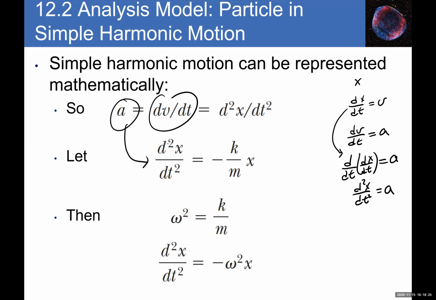Now the question is this: if you have d²x/dt² equals negative k over m times x, which is the equation we already looked at before, a equals negative k over m times x. Now what we do from here, remember, is define k over m to be omega squared. We just say that omega squared equals k over m. And this omega is known as the angular frequency.